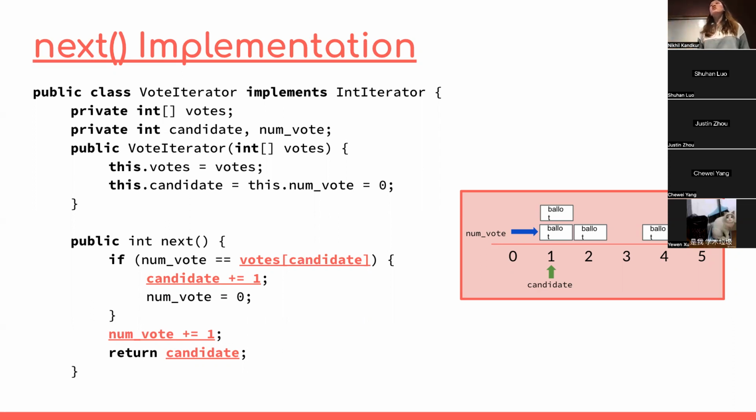You have to reset the instance variables that you have. So for candidate, you'd be incrementing it by 1, and num votes, you'd be setting it back to 0. In this case, it's already given, but this is how you would think through to make sure you've accounted for everything. And then the other case is you're still at your candidate, they still have more votes because they're awesome, and then you increment num votes by 1, and then you return the candidate.